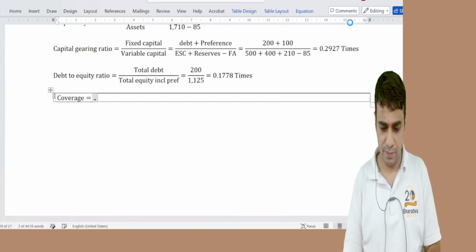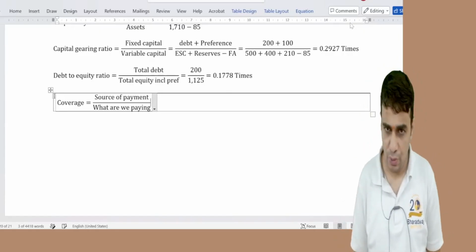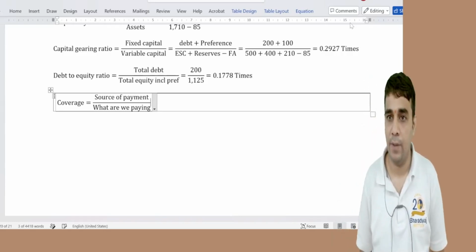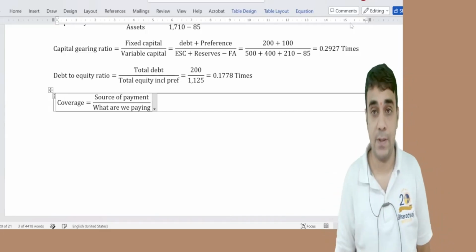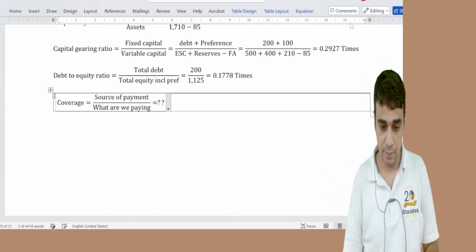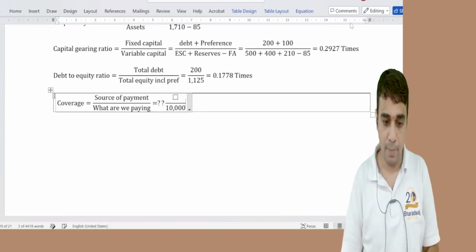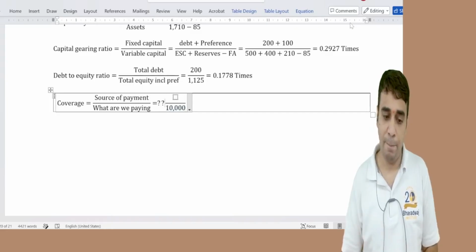Coverage ratio is source of payment divided by what are we paying. Let us understand this. The formula for coverage ratio: source of payment divided by what are we paying. For example, your monthly expenses 10,000. This is what you are paying.